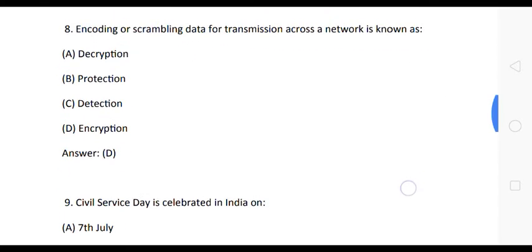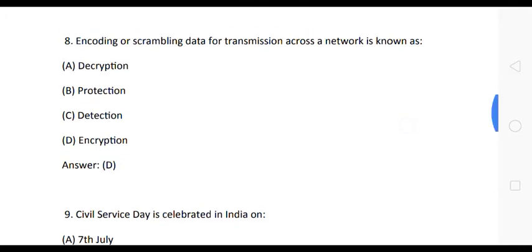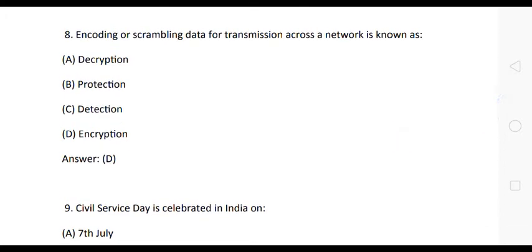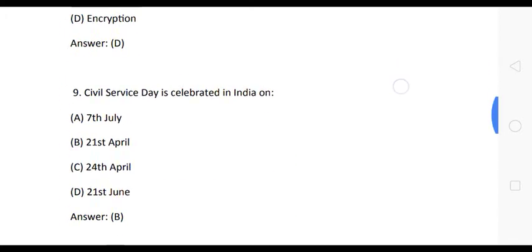Now let us see the next question. Encoding or scrambling data for transmission across a network is also known as? Here the correct answer is option D, encryption. Okay friends, option D is the correct answer. Encryption is the correct answer.